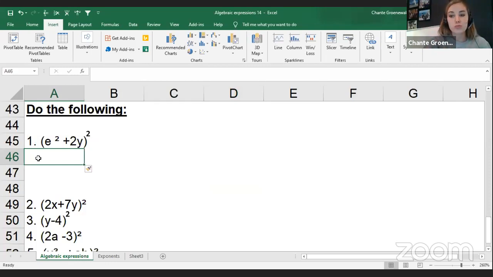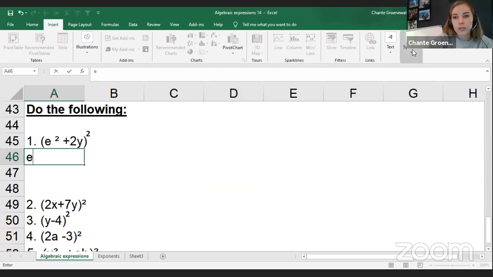So for those who just want my answer, the answer you have to get is e to the power of 4 plus 4e to the power of 2y plus 4y to the power of 2. So if we look at our answer, we have e to the power of 4.